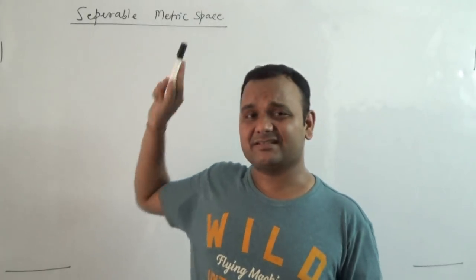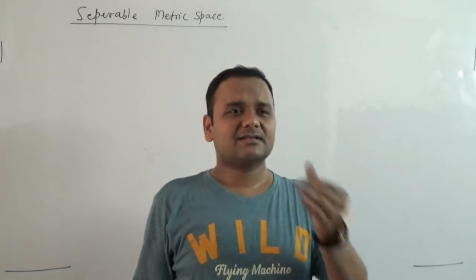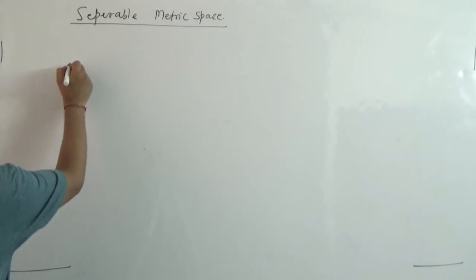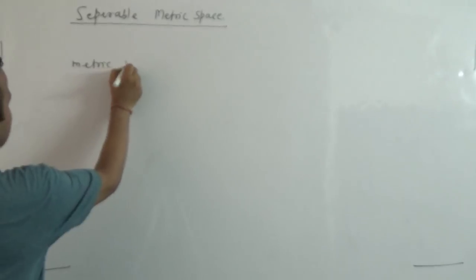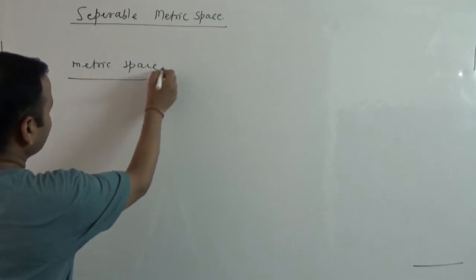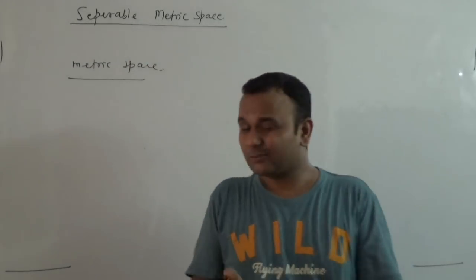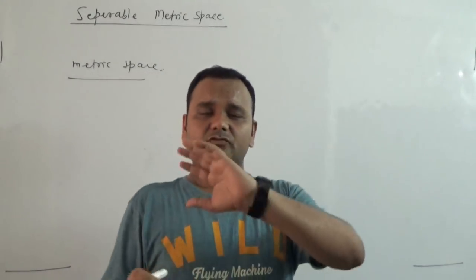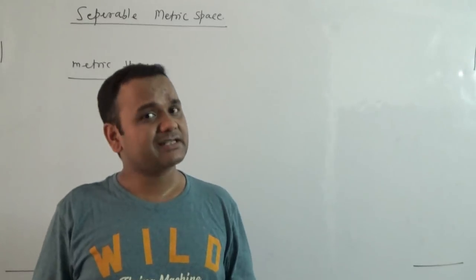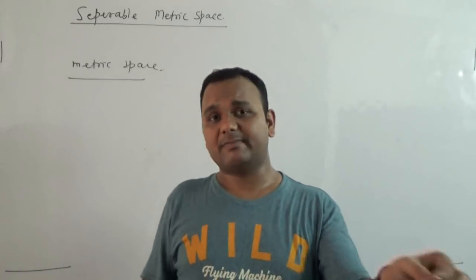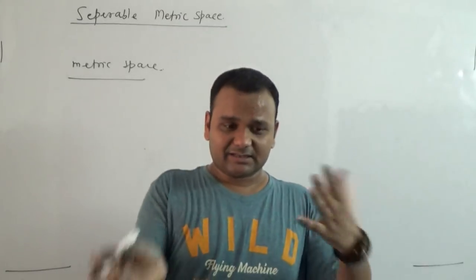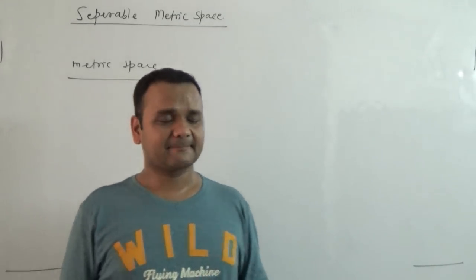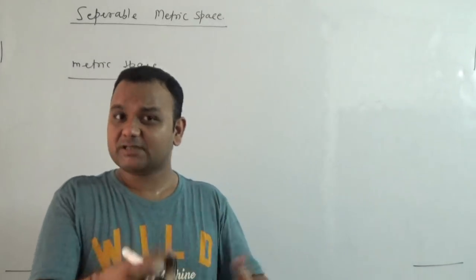As the title suggests, the separable metric space. What do you mean by a separable metric space? First of all, one should know what we mean by metric space. This concept I have already done, and I have already uploaded a video on it. You have a non-empty set, you have a certain function which has three properties, and then such a function is called a metric on that set, and the pair is called a metric space. We saw there are many examples of metric spaces, and I told you that I'll do some important stuff on that.